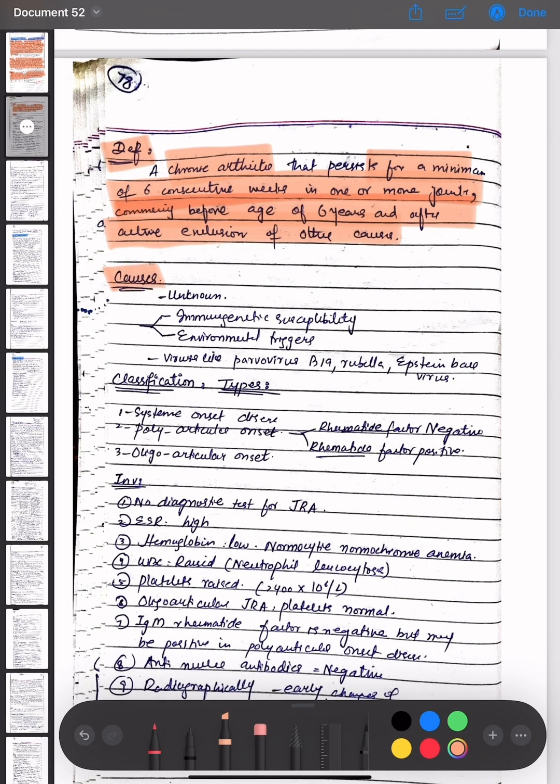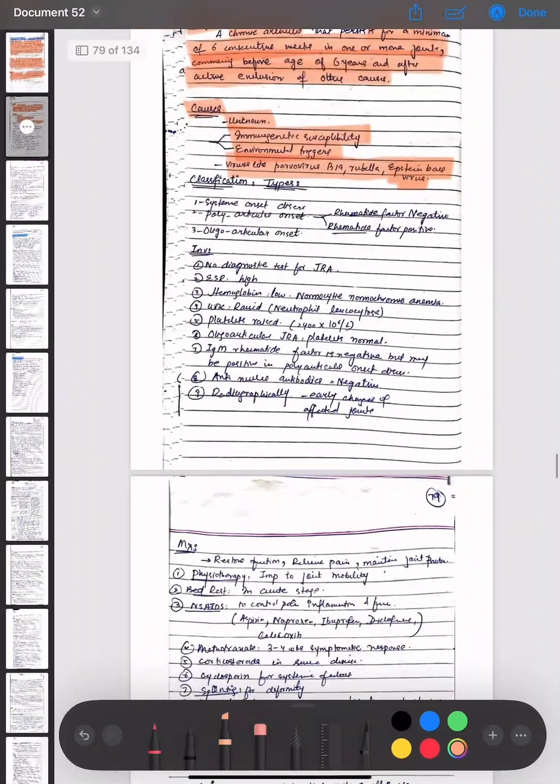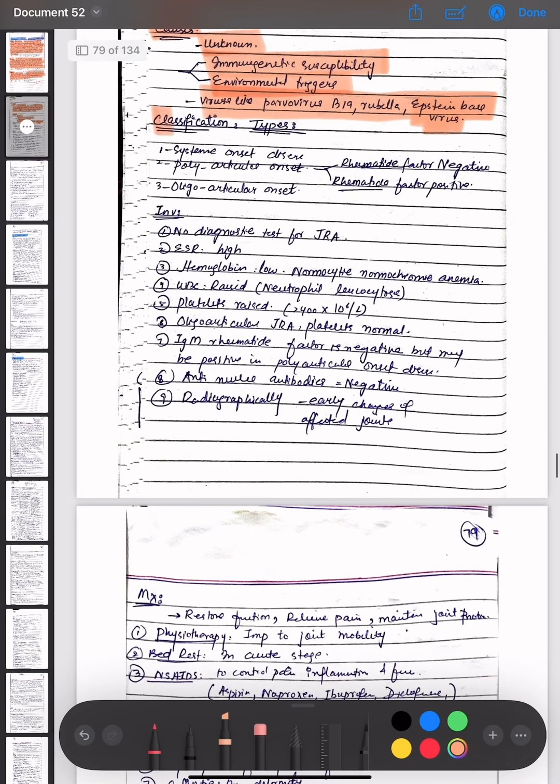Now, the cause of idiopathic arthritis is unknown. There may be immunogenetic susceptibility and environmental triggers may be present. Viruses like parvovirus B19, rubella, and Epstein-Barr virus can also contribute to the arthritis. So the classification has the types: systemic onset of the disease, polyarticular onset, and oligoarticular onset. In the polyarticular onset, we have rheumatoid factor negative and rheumatoid factor positive. Both are types of polyarticular onset.